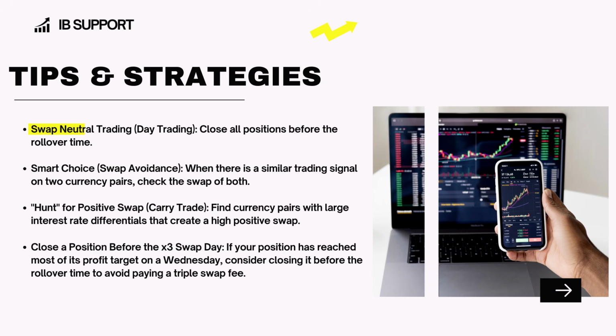In short, swap fees are not the enemy but simply another variable in your profit calculation. When you understand how they work, know how to calculate them properly, and apply smart trading strategies, you can minimize costs and even turn swap fees into your advantage.